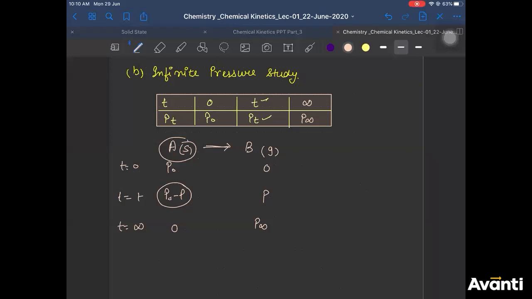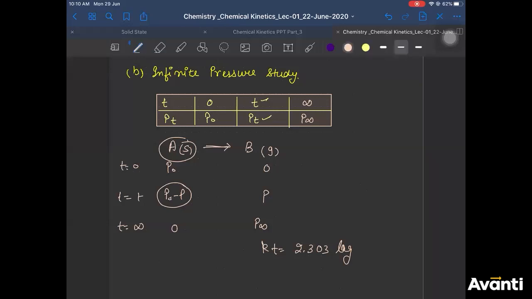Now, assuming this point carefully, you can assume your Kt will be given by 2.303 log of your initial pressure. What will be your initial pressure? Can anybody tell me? What will be your initial pressure?